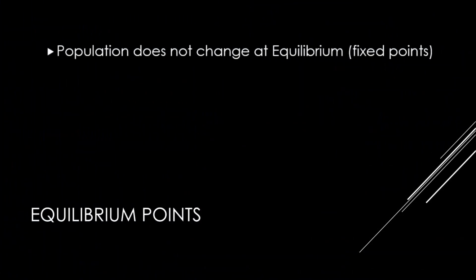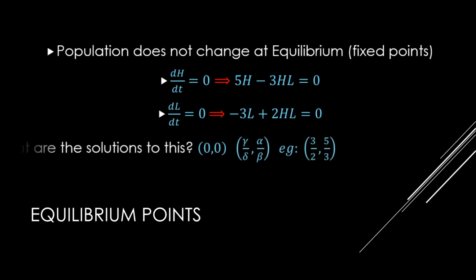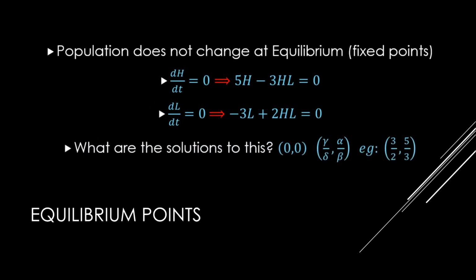So, as we know, equilibrium points are the points in which the population does not change, which means that our derivatives are zero. This means that we end up with two equations and two variables, and we need to find the values of h and l such that these two equations are simultaneously zero. The pair of points that we find are (0, 0) and (gamma over delta, alpha over beta), or from our example earlier, (3/2, 5/3).